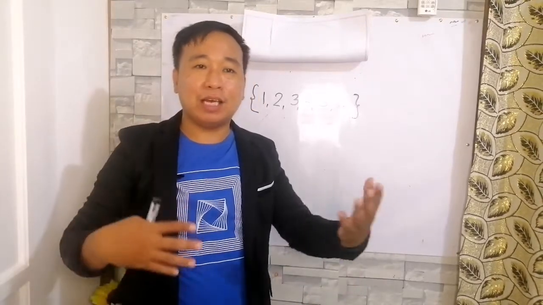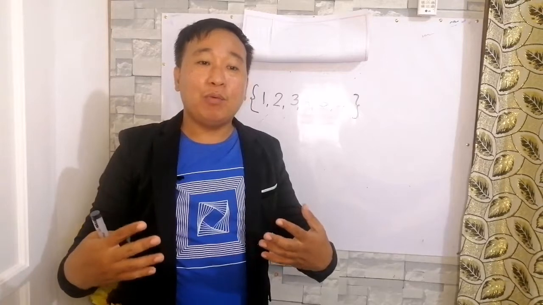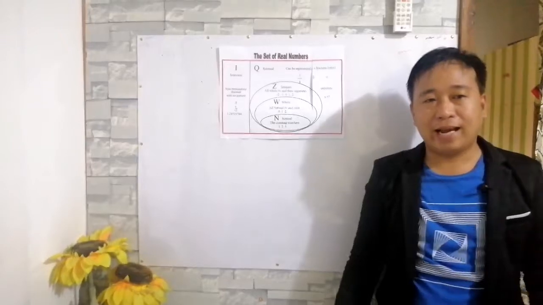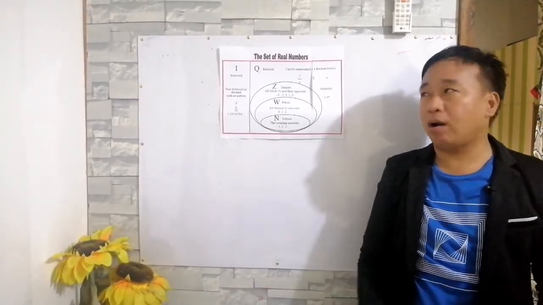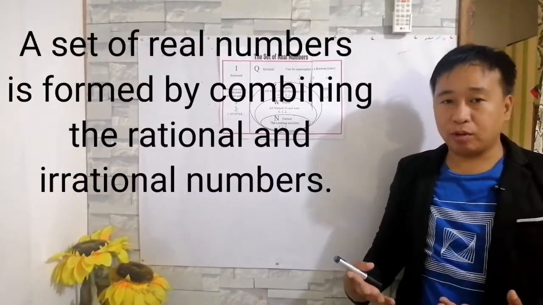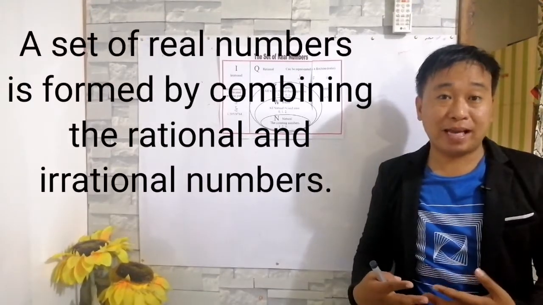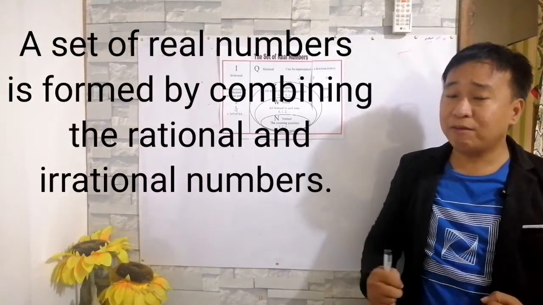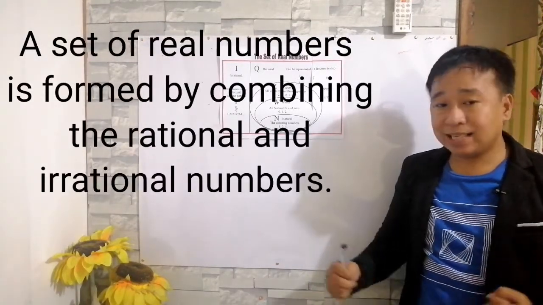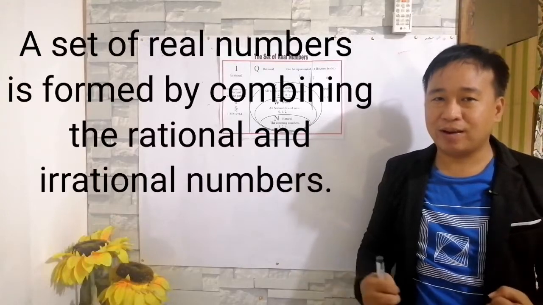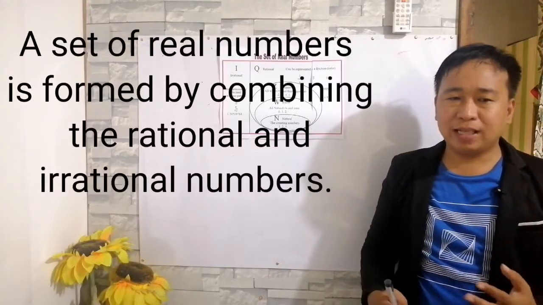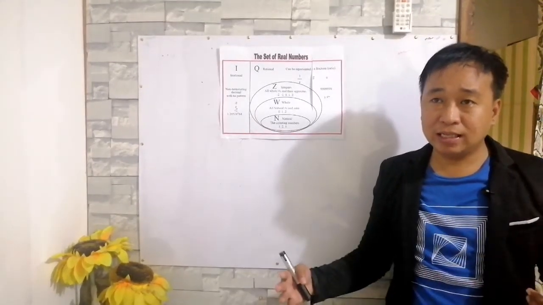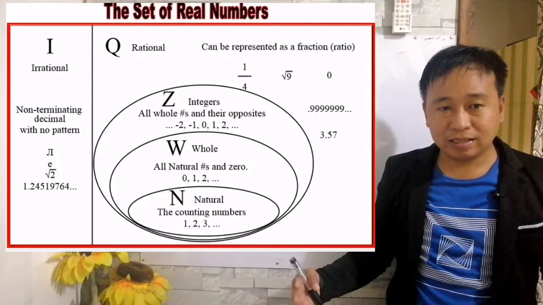So did you understand now what a set is? Okay, let's proceed to the main topic for today, which is the set of real numbers. All right, so what is the set of real numbers? A set of real numbers is formed by combining rational and irrational numbers. Thus, every real number is either rational or irrational. Okay, that's it. But let's first define what is rational and what is irrational.